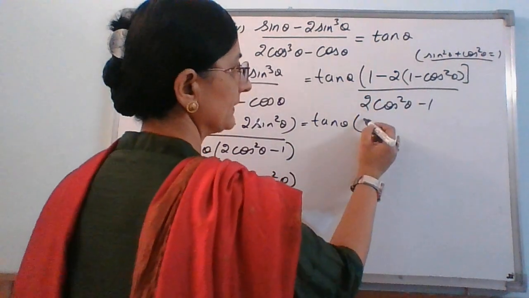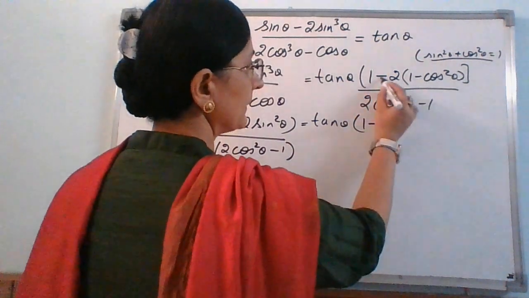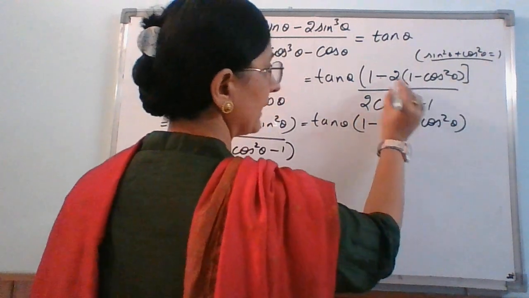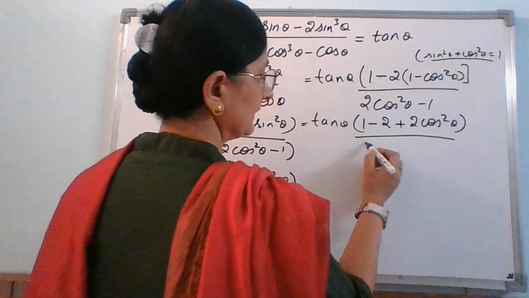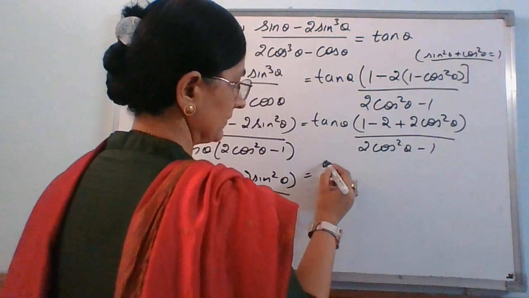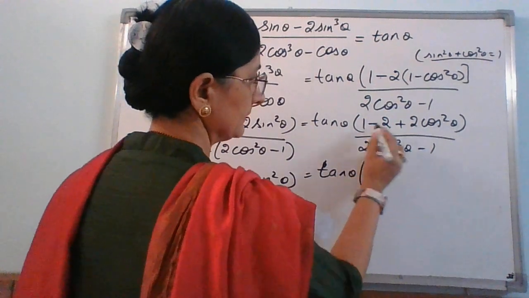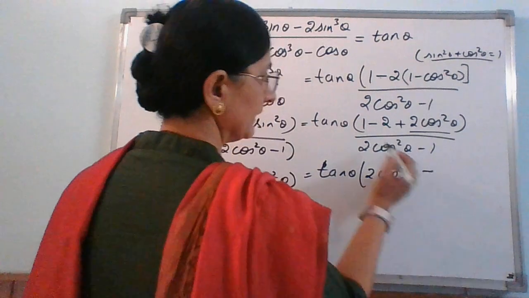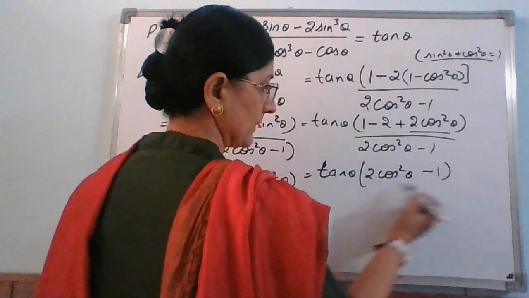Here let us open this bracket here. 1 minus 2 ones are 2, minus minus is plus 2 cos square theta. इस bracket को minus 2 से multiply किया. So here in the denominator we'll keep the same here. So now tangent theta here, this becomes, पहले मैं ये लिख रही हूँ 2 cos square theta, right? Minus 2 plus 1 is minus 1.